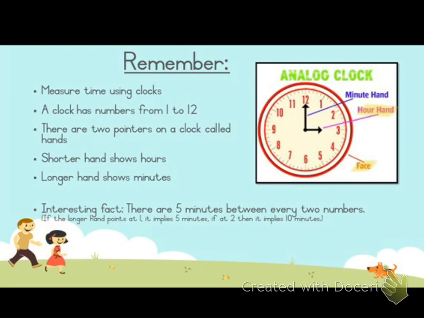An interesting fact that we will discuss later is that there are 5 minutes between every 2 numbers. If the longer hand points at 1, it implies 5 minutes. If at the 2, then 10 minutes.